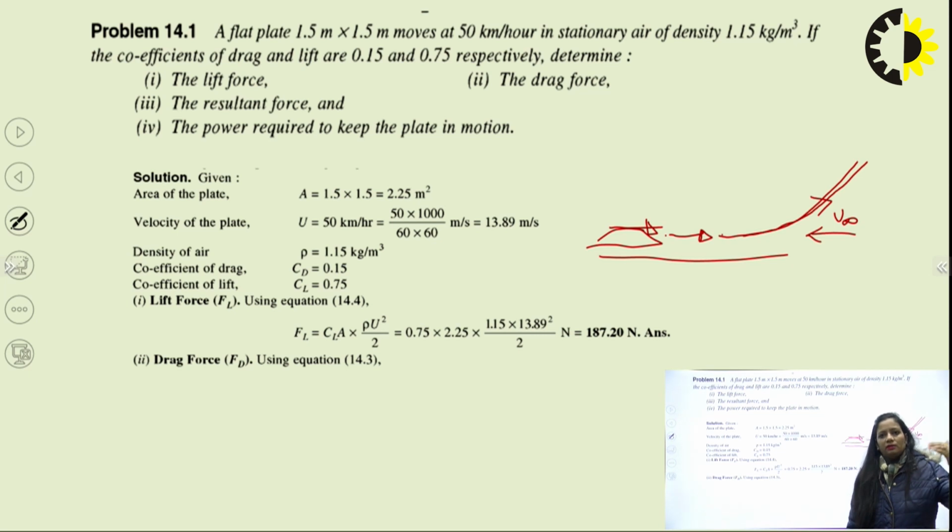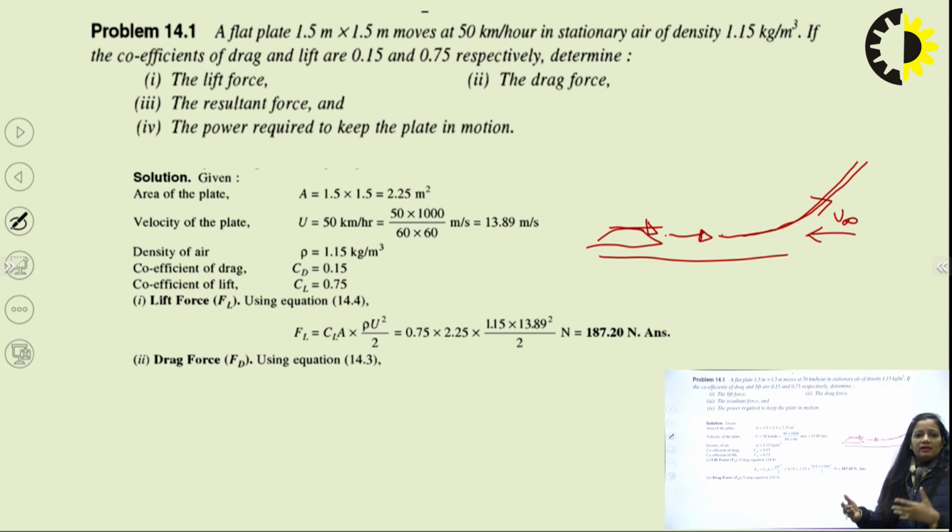Also, when that particular aeroplane lands on a surface, then also to provide resistance to come to a stopping point, it makes use of drag force. The drag force at that point provides a resistance so that the airplane stops at a particular point. So there is another example.